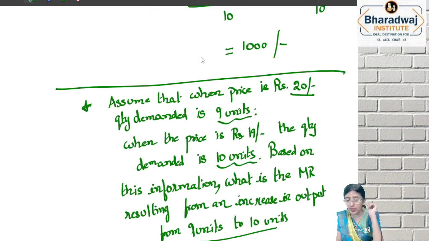So, what is the question? Assume that when the price is 20, quantity demanded is just 9 units. When the price falls to 19, quantity demanded goes up to 10 units. Increase of 1 unit. Based on this information, what is MR resulting from increase in the output? Now you will understand that you are getting back to the old one.